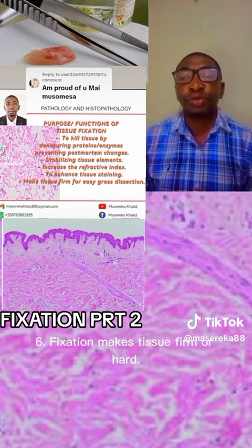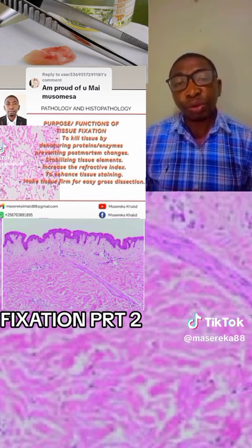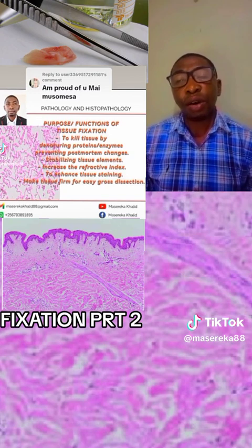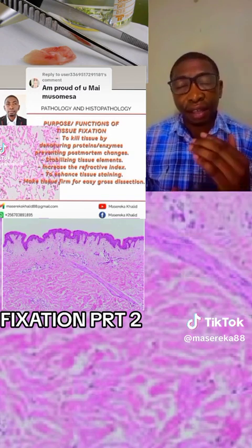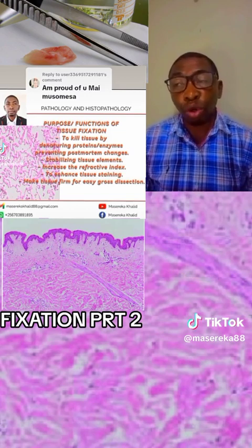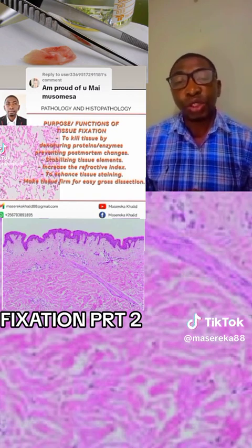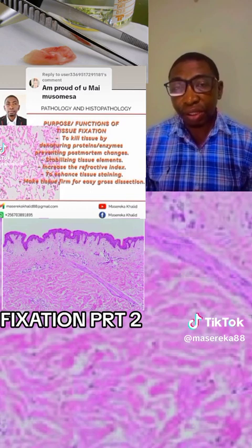Fixation makes tissue firm or hard. And once the tissue becomes firm or hard, it becomes very simple to carry out gross dissection. And therefore, when we do gross dissection, we are able to collect small pieces from the bigger tissue so that it is processed until examination.